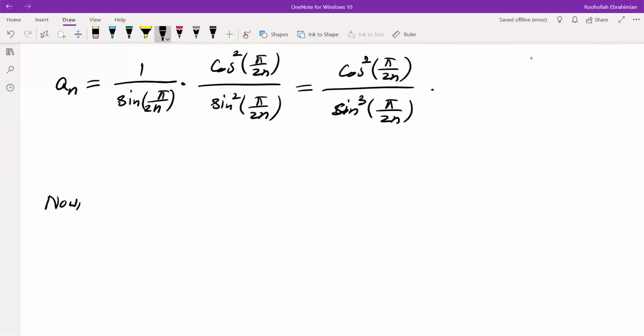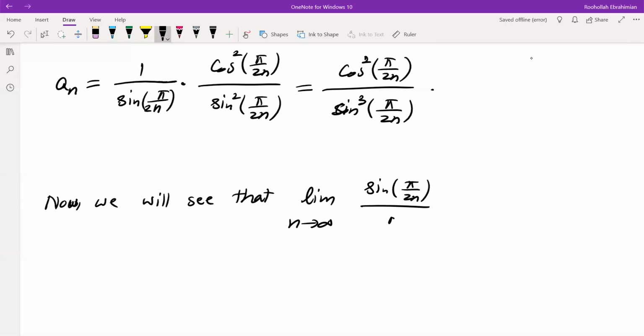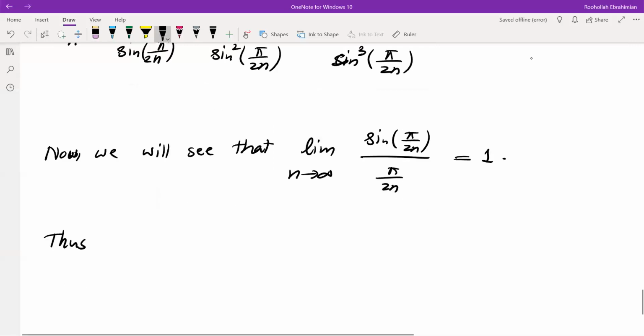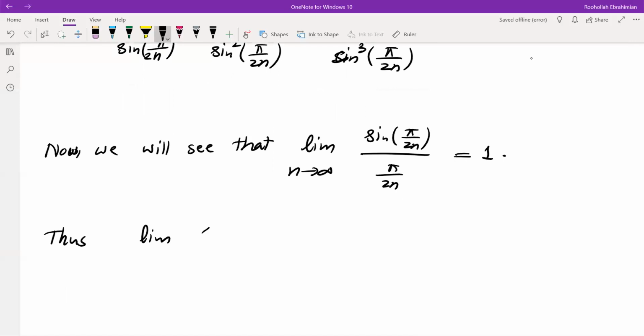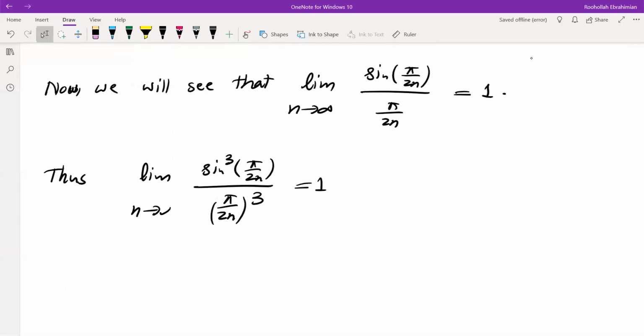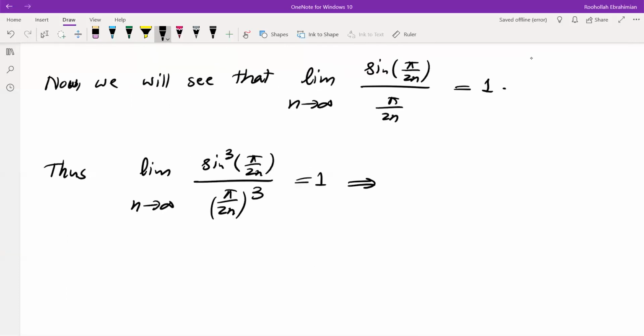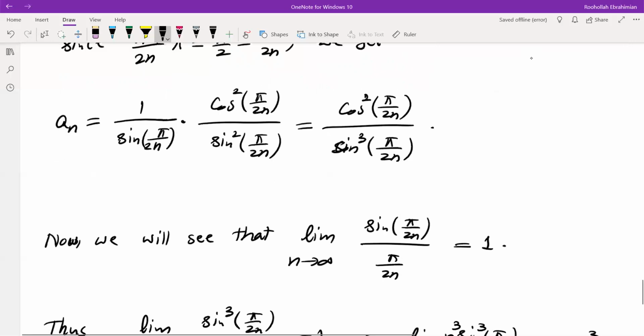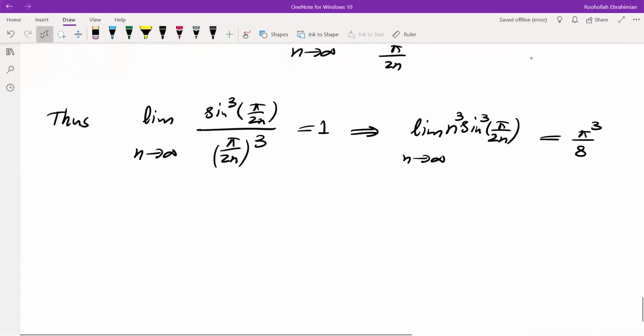Now, we will see that the limit as n goes to infinity of sine of pi over 2n over pi over 2n is in fact 1. Thus the limit of sine cubed of pi over 2n over (pi over 2n) cubed is 1 as n approaches infinity. So that means if I take sine of pi over 2n and cube that and multiply by n cubed as n goes to infinity, you're going to get pi cubed over 8. So the denominator times n cubed is going to be pi cubed over 8.